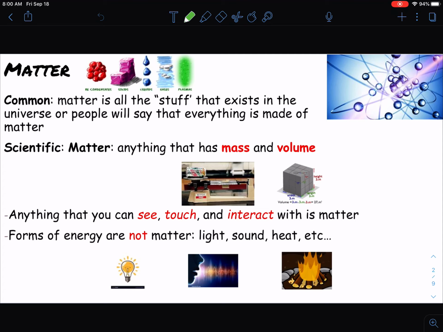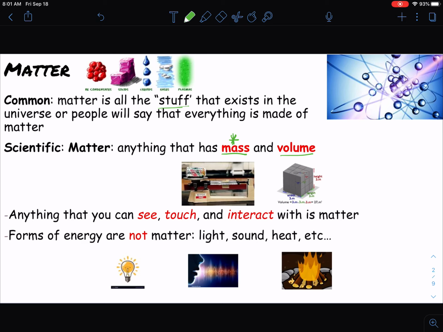The closer definition is when people actually say stuff. Now, that is not correct, but it is closer. The actual definition of matter is anything that has mass and volume. These are the two concepts that we're going over in this physical science section. And in this note section, we're going to be starting with mass.